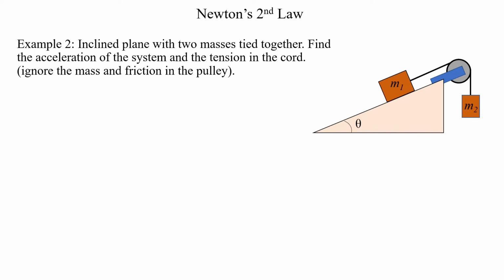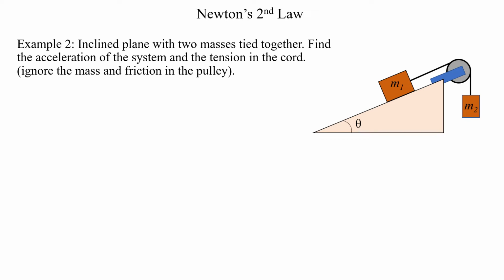We want to find the acceleration of the system and the tension in the cord. Now notice that this is exactly the same as the Atwood machine, but we've just added the ramp. Rather than having M1 hang straight down, we have it sitting on a frictionless ramp. So we're going to treat this one just like it was an Atwood machine.